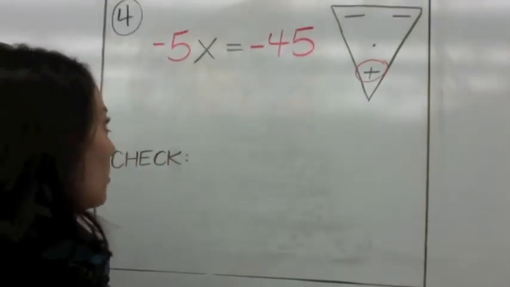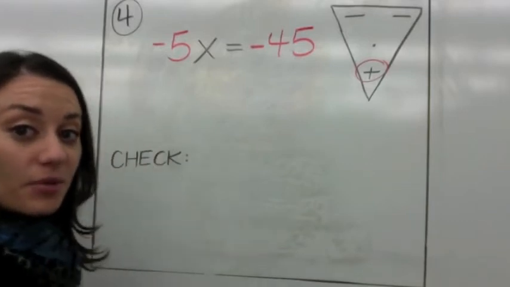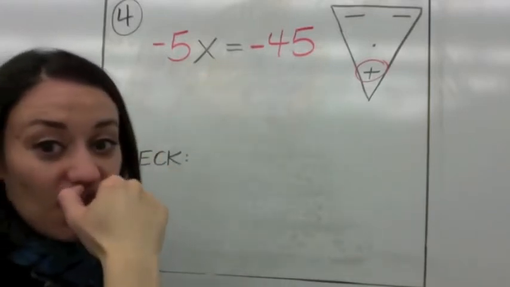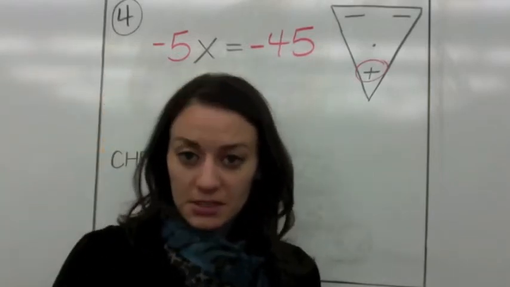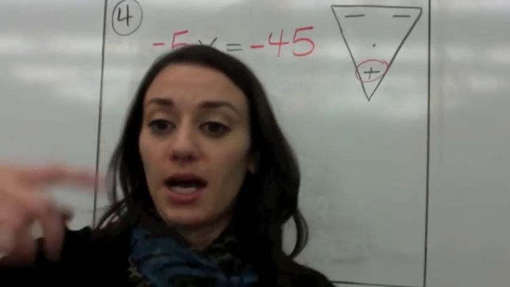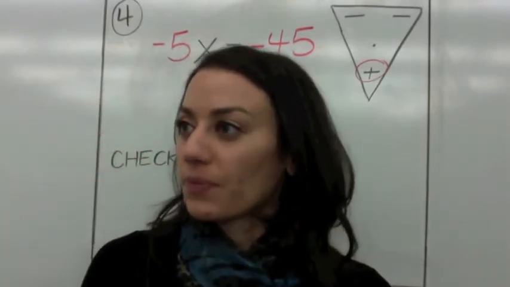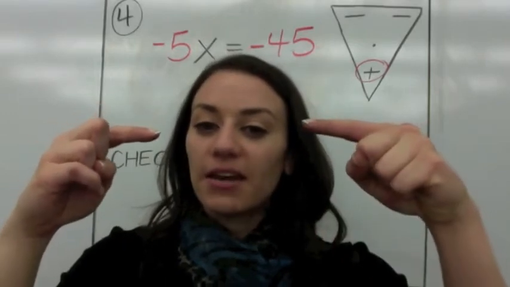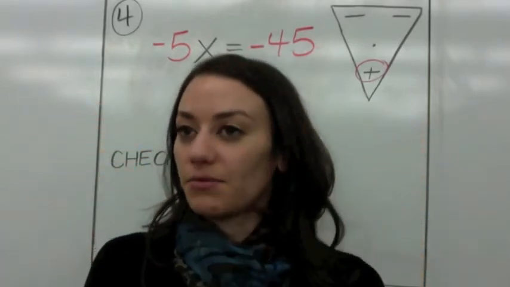The last example with me. Yay, it's the last example. It says negative 5x equals a negative 45. Do you have negatives on both sides? Yes. If you have two negatives, remember, do this with me. A negative times a negative is positive.